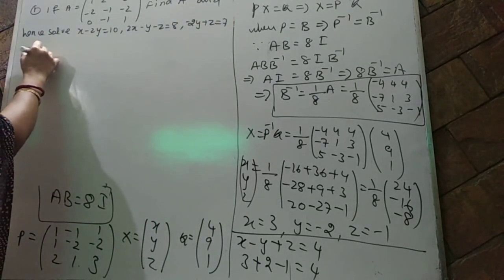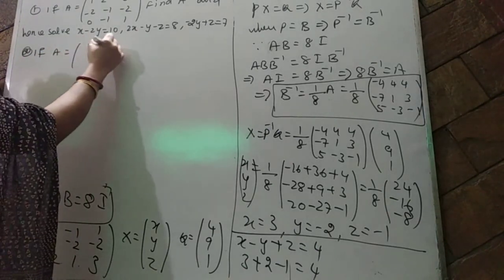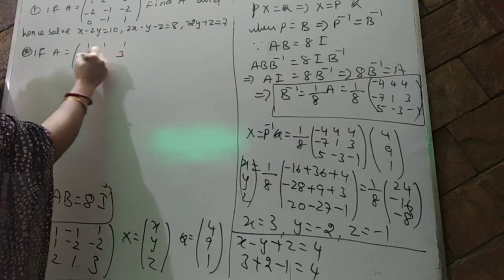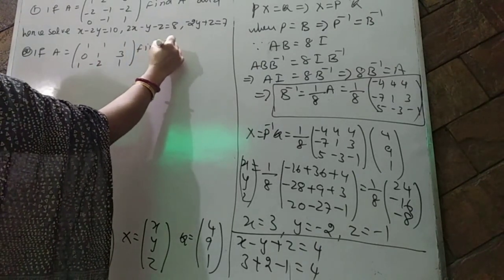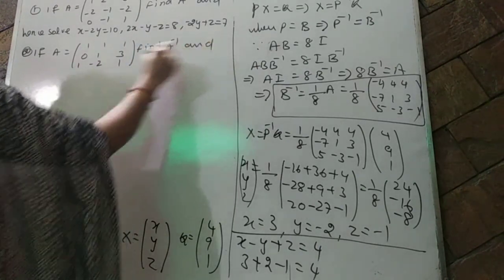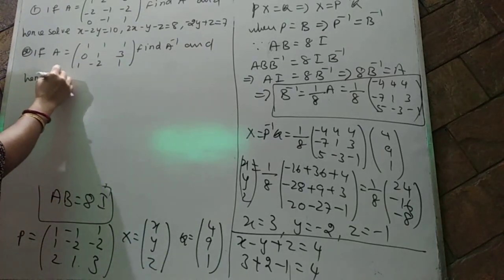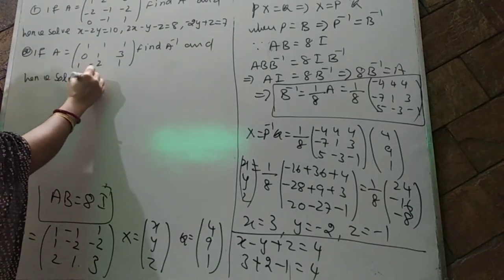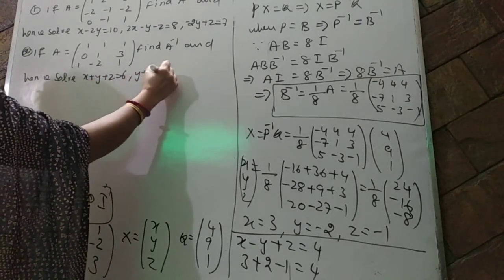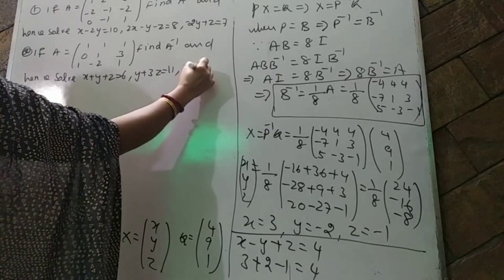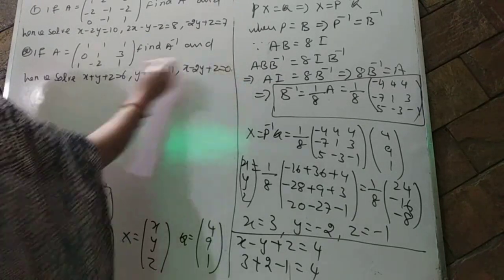Now number 2, if A equals 1, 1, 1, 0, 1, 3, then 1, minus 2, 1. Find A inverse and hence solve x plus y plus z equals 6, y plus 3z equals 11, x minus 2y plus z equals 0.